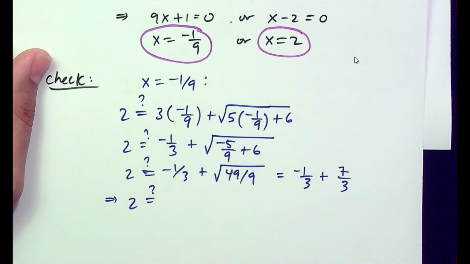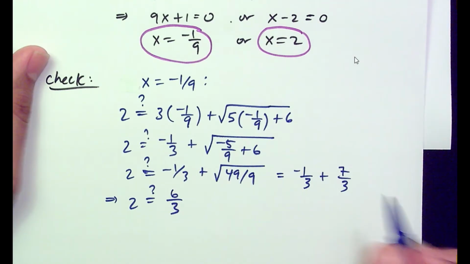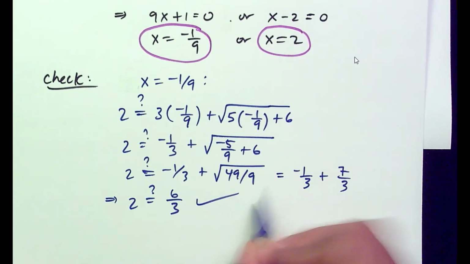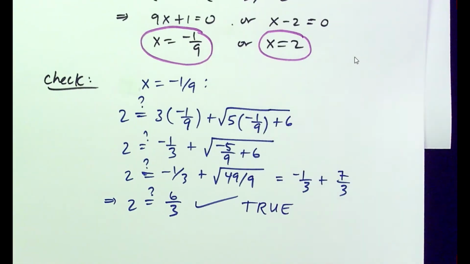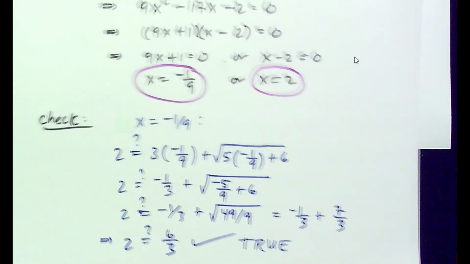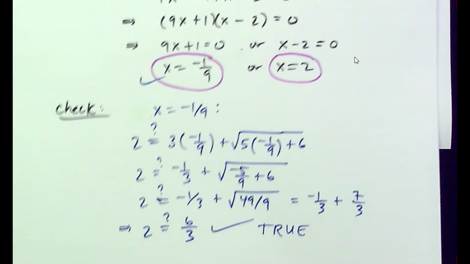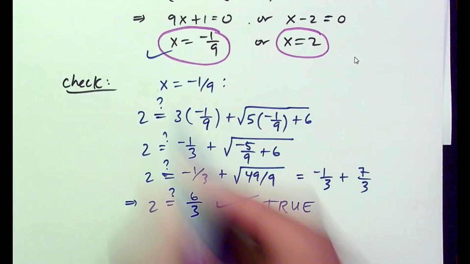So, is it true that 2 equals, and now what is that? That would be 6/3. Is it true that 2 equals 6 over 3? And yes, this is definitely true. So that means that x equals negative 1/9 is a solution. It works out. It checks out. And now we're going to check the other one.